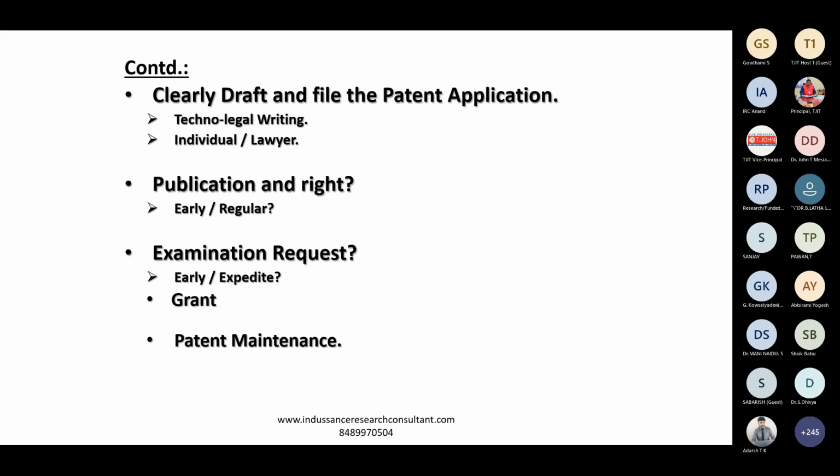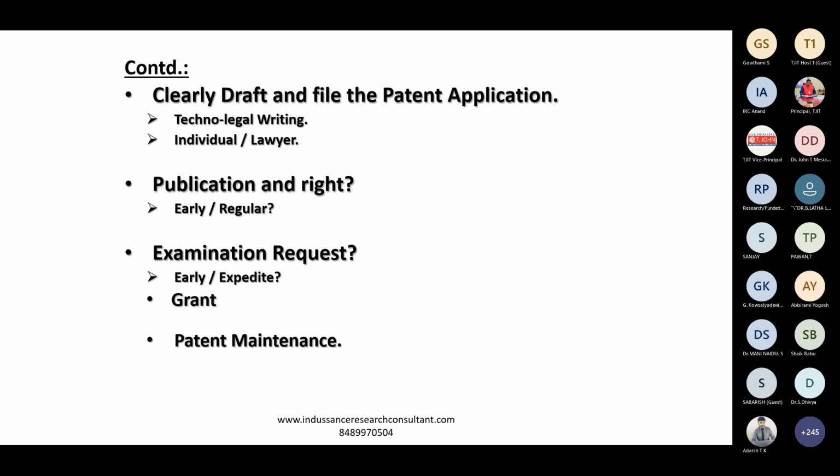So after the examination request is done, we will get an examination report from the patent office, what we call the FER, that is the first examination report. We have time to respond to it: maybe 6 months if it is normal, and 3 months if it is early. So we'll have to respond to them. Once we respond, they will check the application, see what has to be done, and get back to us.